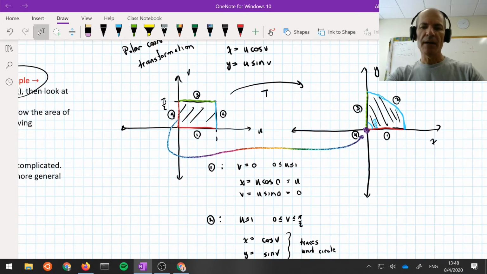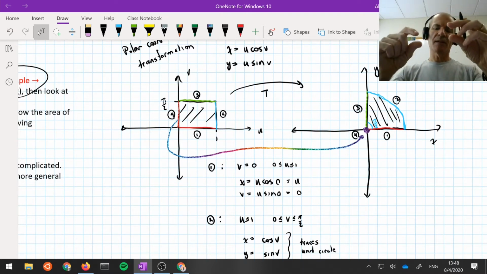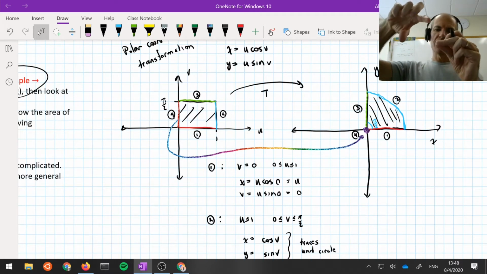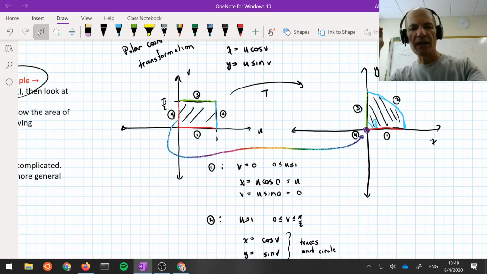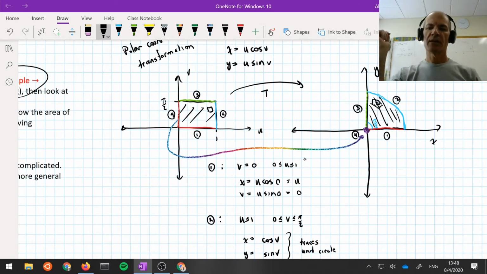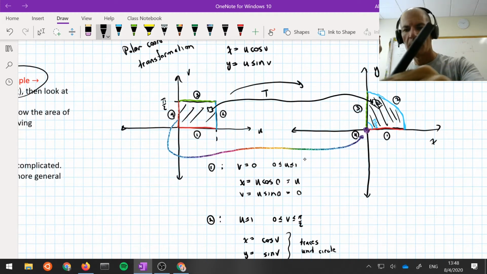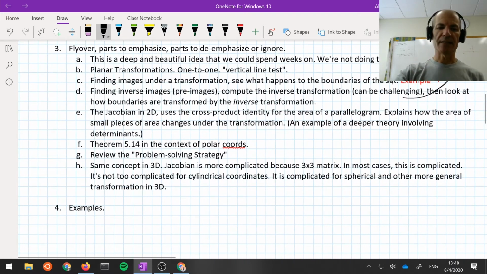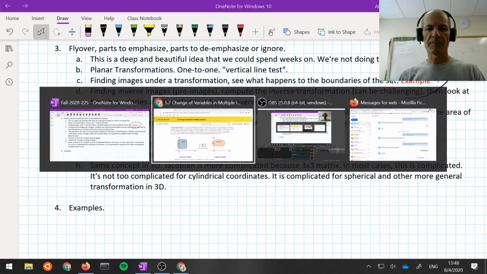And again, you can kind of see that the square, the left side of it got pinched to the origin. The right side of it got stretched out along this arc. So you can imagine that little pieces of area over here in the domain are going to get stretched out into bigger pieces over here in the range. And we're going to see how to figure that exact process out in a minute.